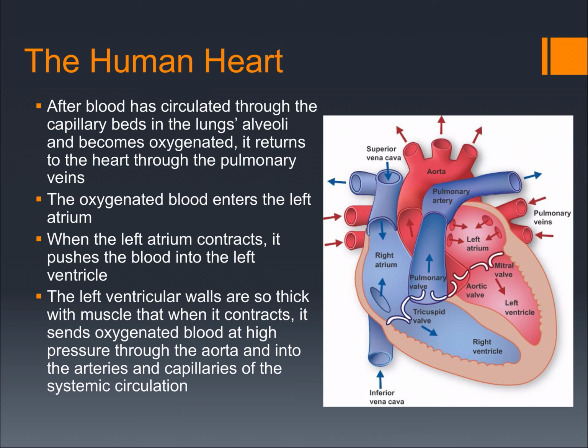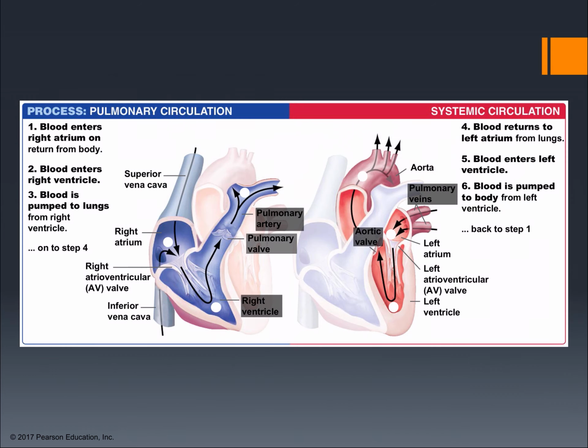The pulmonary artery is carrying deoxygenated blood, but it is carrying it away from the heart. The pulmonary vein is carrying oxygenated blood to the heart. So always remember, veins carry blood to the heart; arteries, A for artery, A for away from the heart. And that's what this is showing you here.